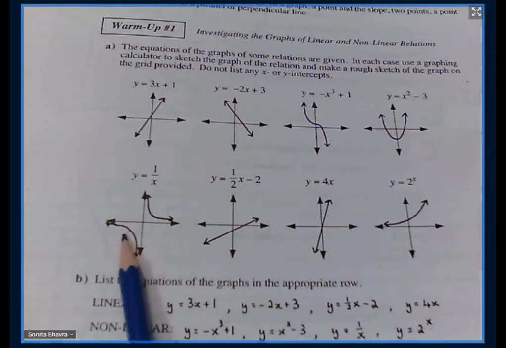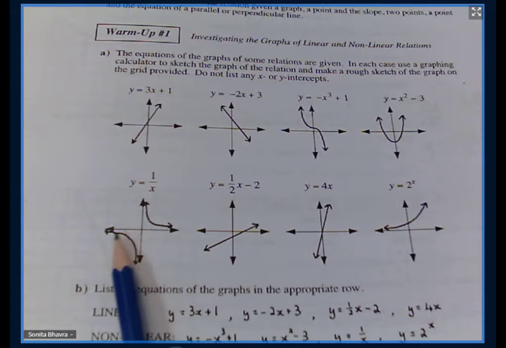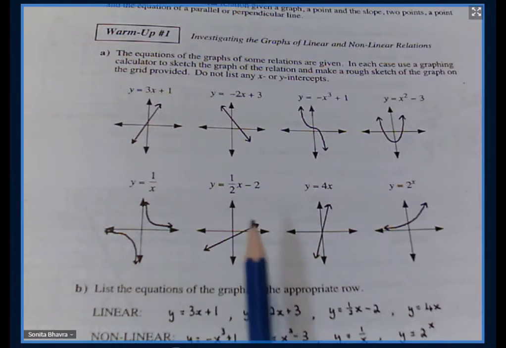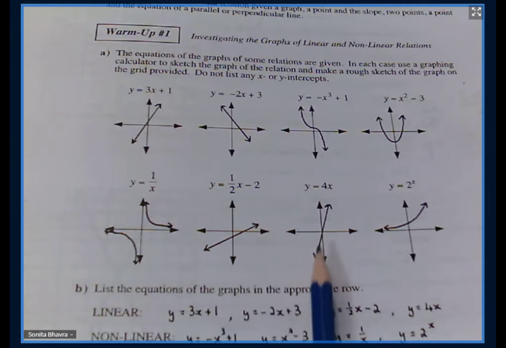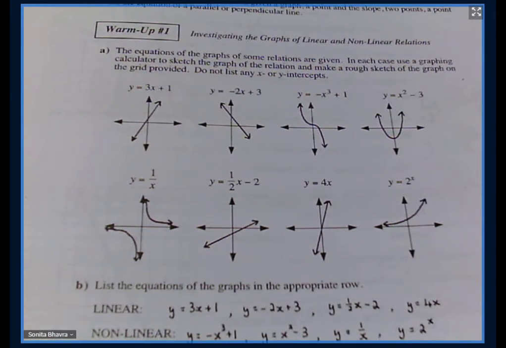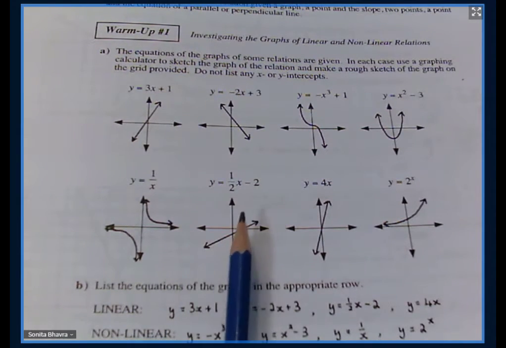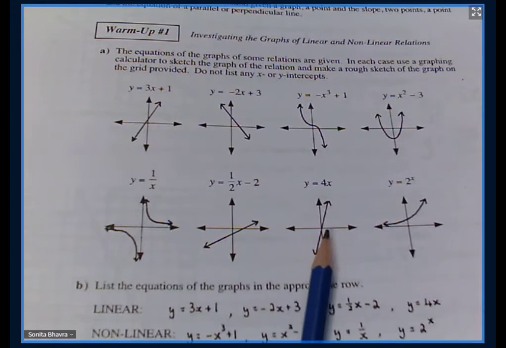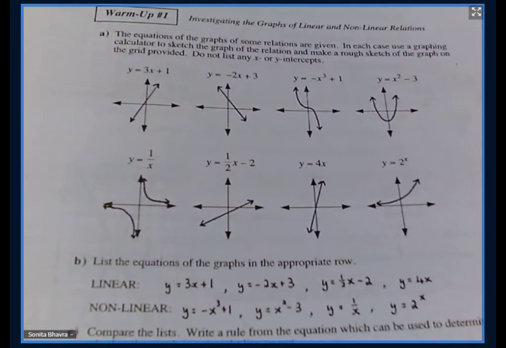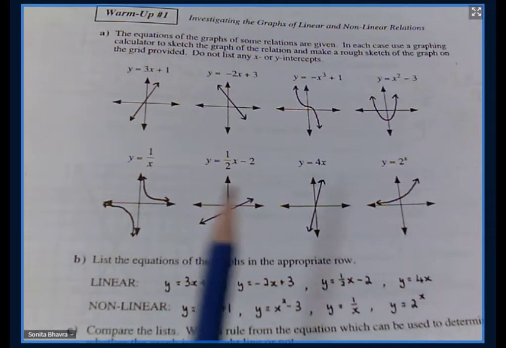Here as well, we have two graphs for this relation, 1 over x, and again, not a straight line, so therefore not linear. Here we have a linear graph, a linear here as well, and this one is also curving, so therefore it's not linear. So the only ones that are linear were the first one, the second one, this one here, and this one here. And the nonlinear ones, this one, this one, this one, and this one, those are non-linear.